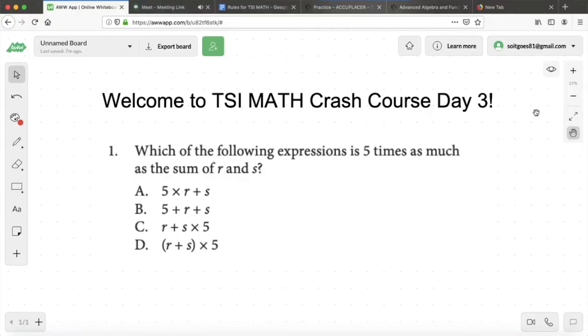Okay. Which of the following expressions is 5 times as much as the sum of R and S?